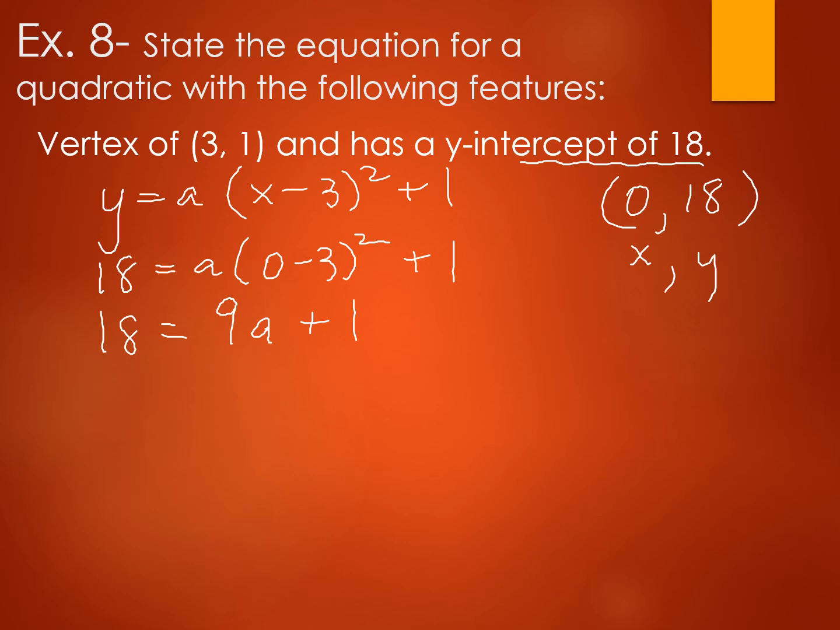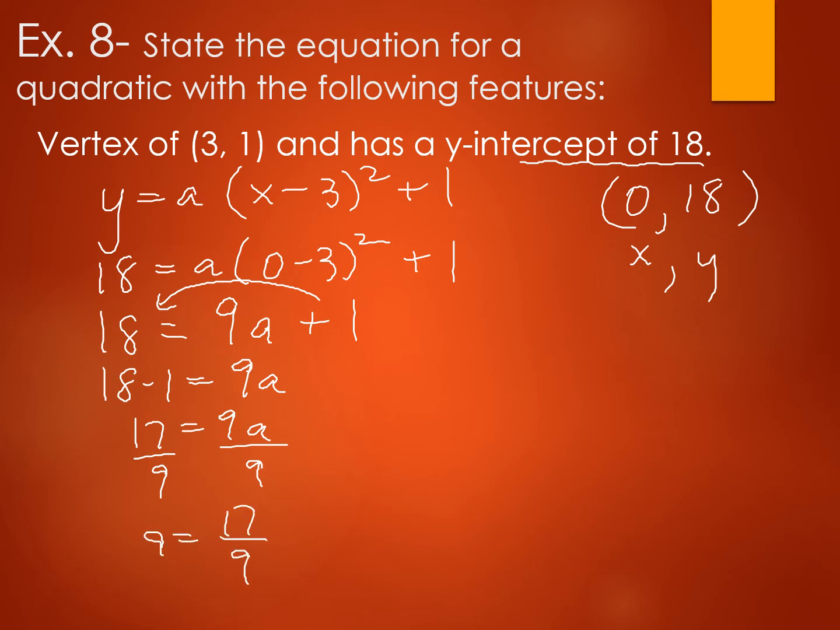So what you have to do is bring over your 1. It's going to become negative. So 18 minus 1 equals 9a. 17 equals 9a. Divide both sides by 9. We'll leave that as a fraction. So a equals 17 over 9. Our final equation, y equals 17 over 9, x minus 3 squared, and plus 1.